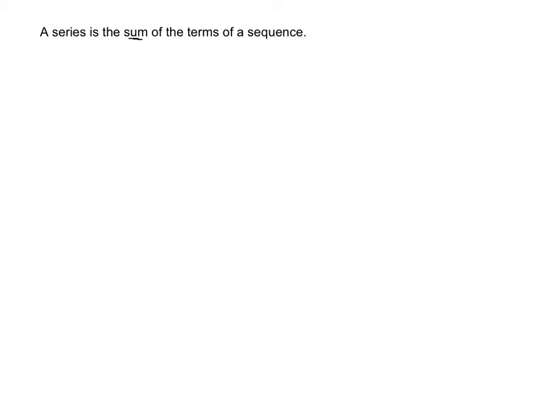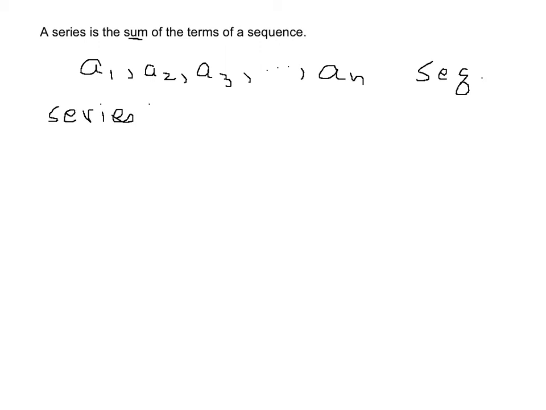Pretty simple. So let's look at, well, first of all, if we have a sequence, like a sub 1, a sub 2, a sub 3, and let's suppose it stops at a sub n, this is a sequence, then the series is just going to be a sub 1 plus a sub 2 plus a sub 3, adding up all the terms until we get to a sub n.